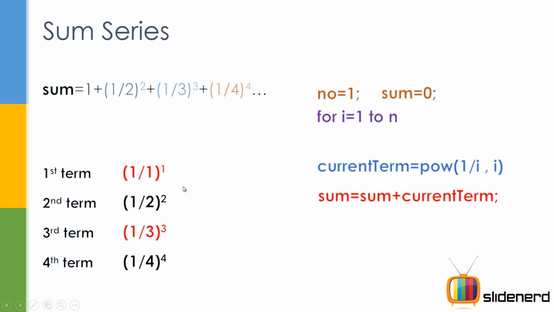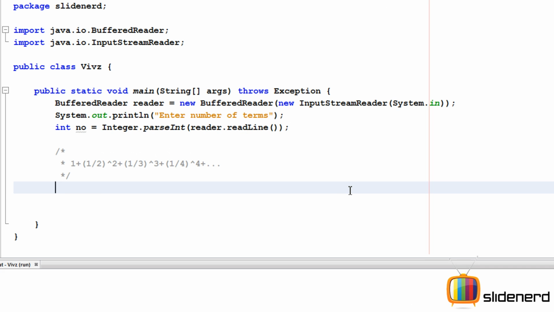So let me go ahead to NetBeans. Get this baby up and running. So here in NetBeans, I have nothing, just a plain empty project. I have a buffered reader over here to take input from the user. I ask the user to enter the number of terms. He gives it. I store it in this variable called number, which is of type integer, right?